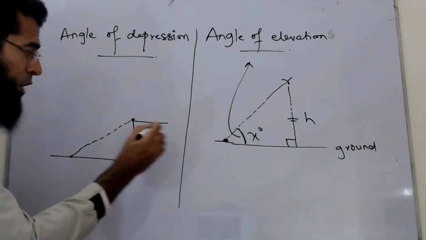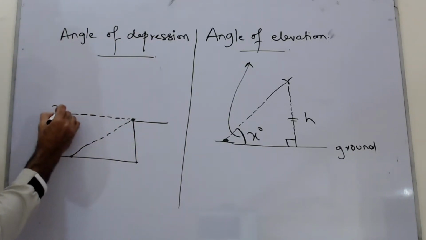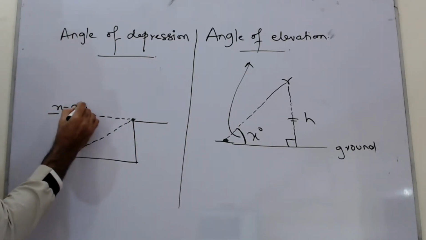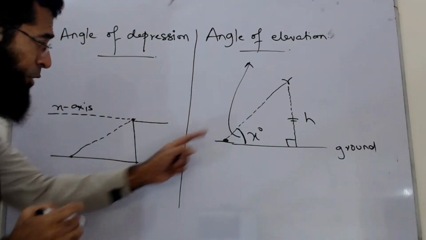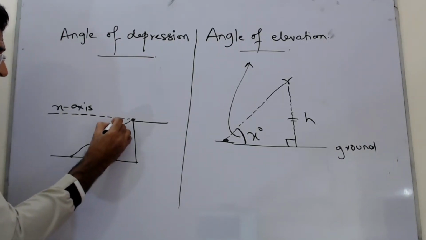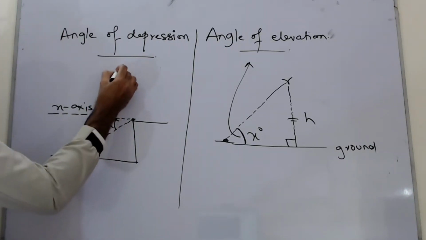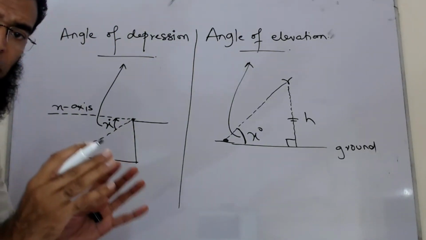And again, the same concept. This eye level is the x-axis. This is the horizontal axis. So beta, please remember that. Again, the same concept. The angle which the line of sight makes with the x-axis, this angle is the angle of depression. Students sometimes make this mistake.